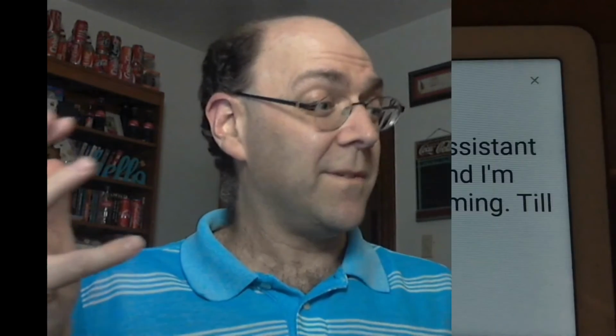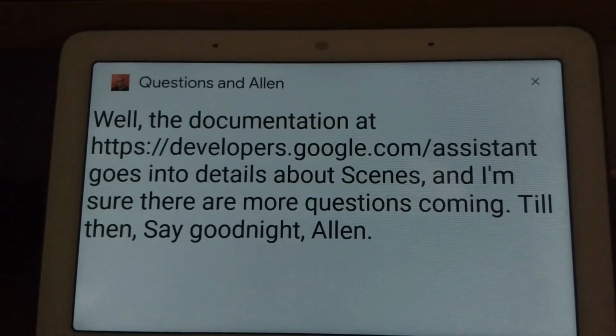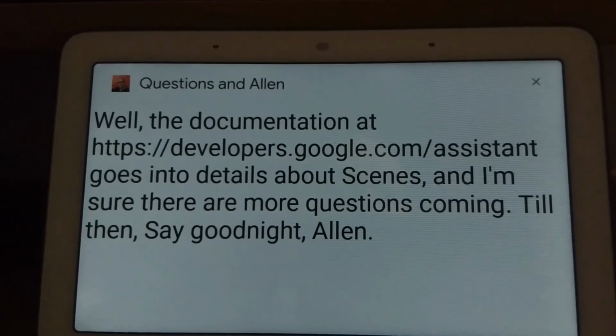How did I do? Well, the documentation at developers.google.com/assistant goes into details about scenes, and I'm sure there are more questions coming.